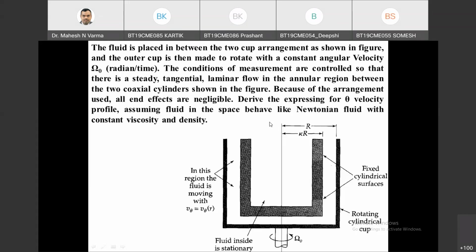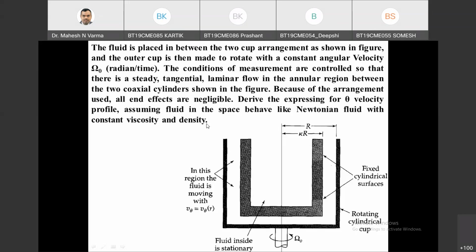So as soon as you say cylindrical coordinate system, this 45 equation boils down to 15 equations, and then you want to use the Navier-Stokes equation, because again here also it is a constant density and constant viscosity system. So you can use the Navier-Stokes equation. Navier-Stokes equation for cylindrical coordinate system will have three equations. What are these three equations, Somesh? Sir, Z equation of motion, theta equation of motion, and R equation of motion.